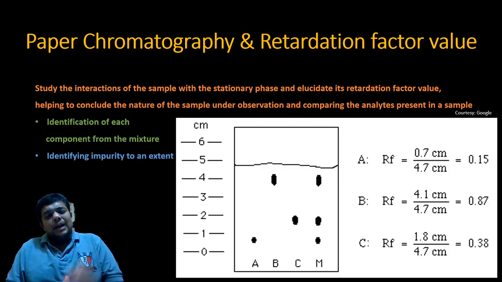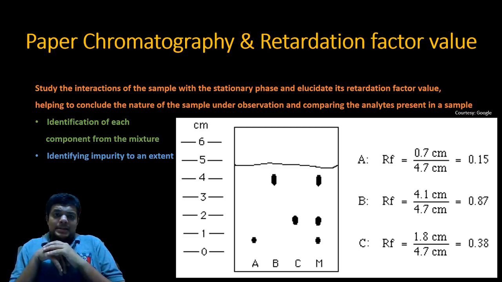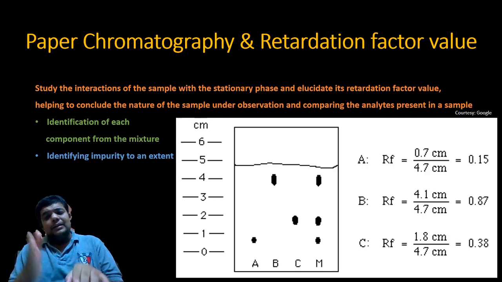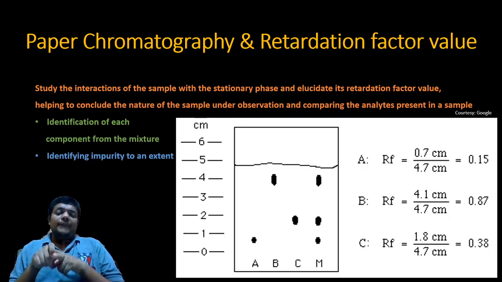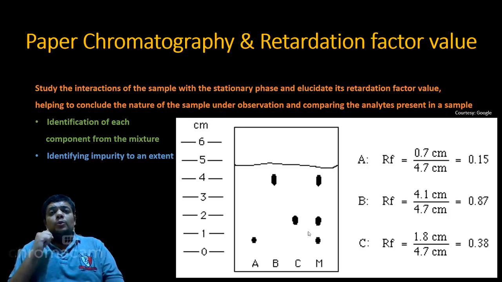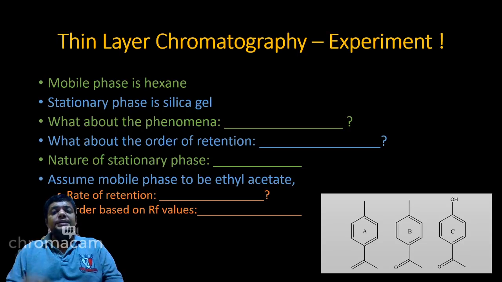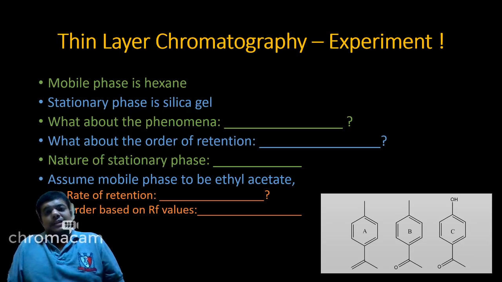So this is a very basic experiment and it's a mathematical representation for identifying the nature of a substance, for calculating its retardation factor value. Moving towards the second topic and its mathematical representation, the thin layer chromatography experiment.